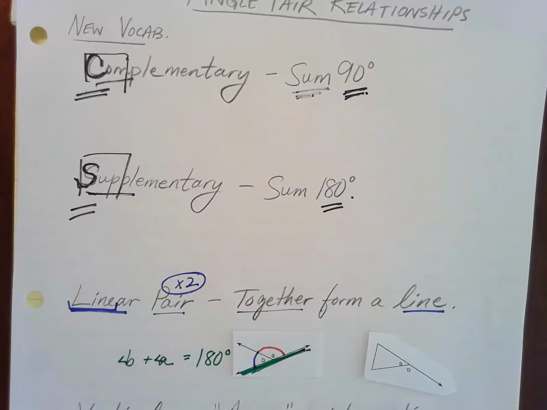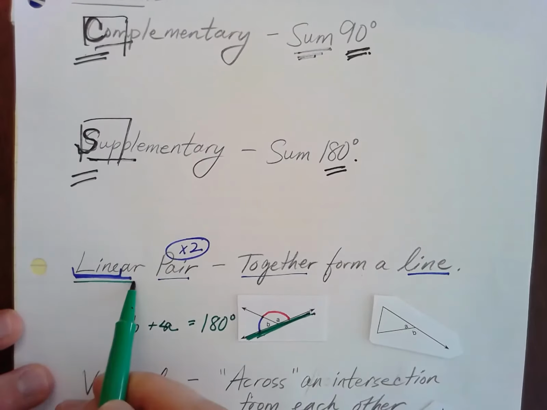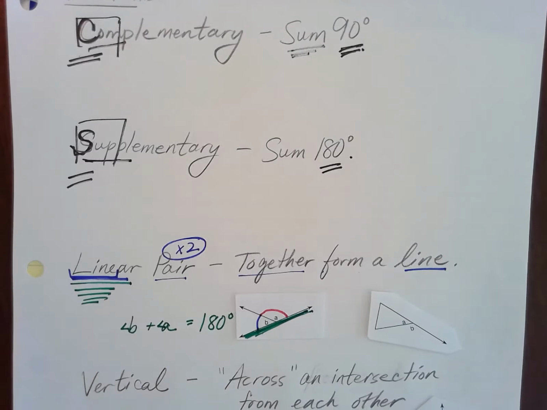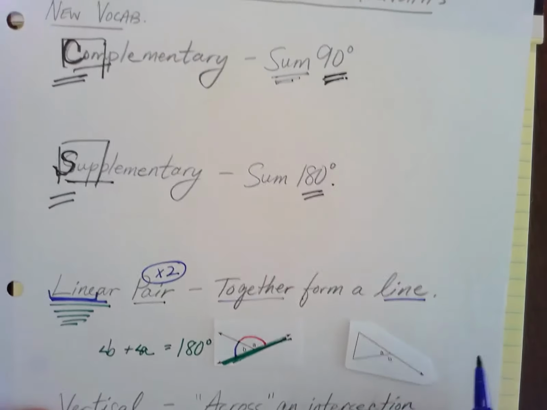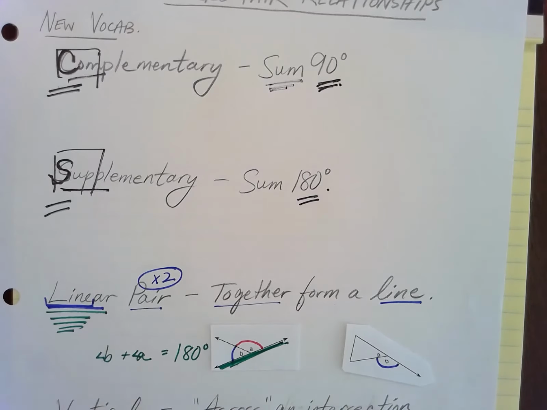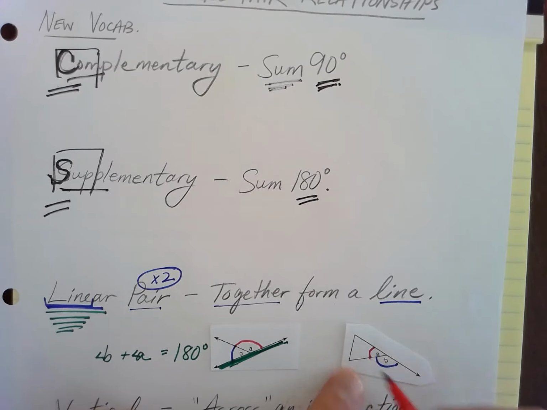Okay? And so these are always going to be the same. Any linear pair is going to have a sum of 180 because they are forming a line. Okay? So over here, in this example, we have B plus A, and they still form a line. They form this line right here.